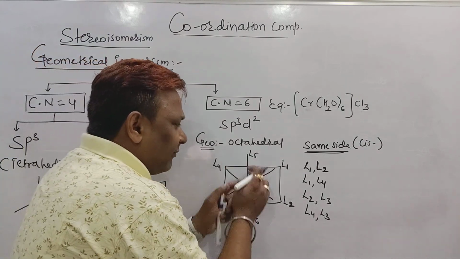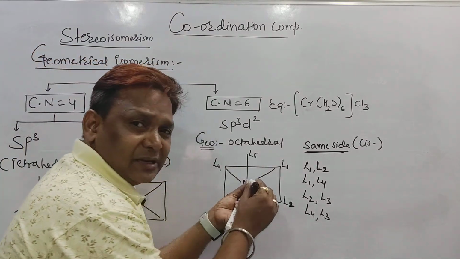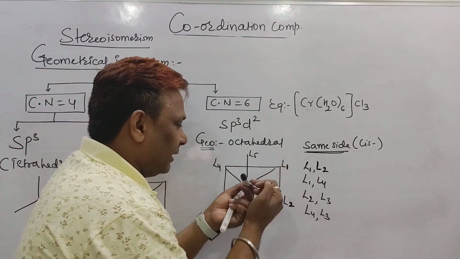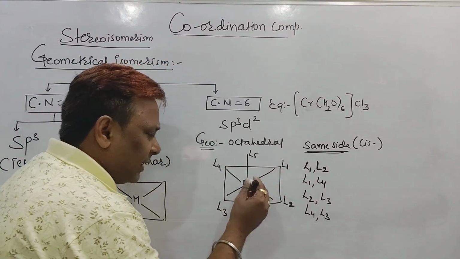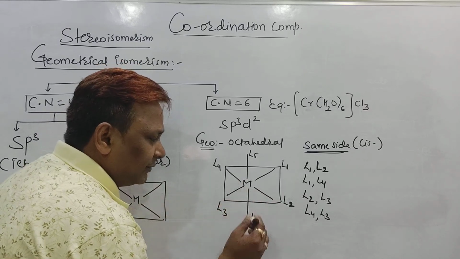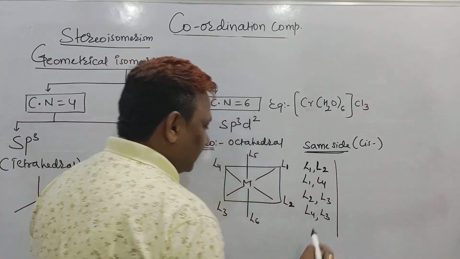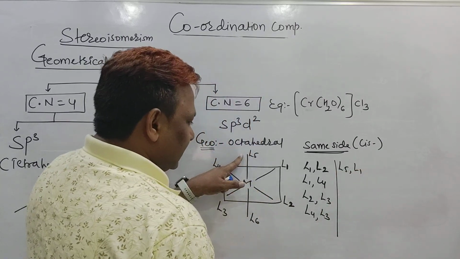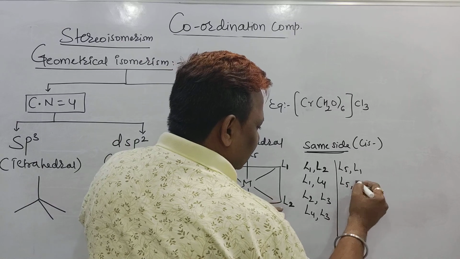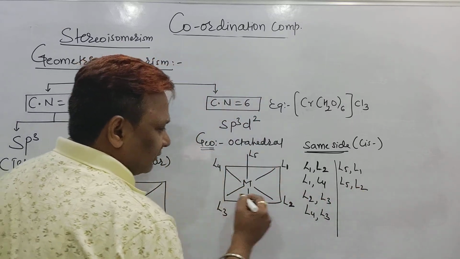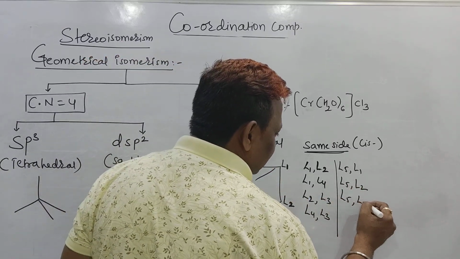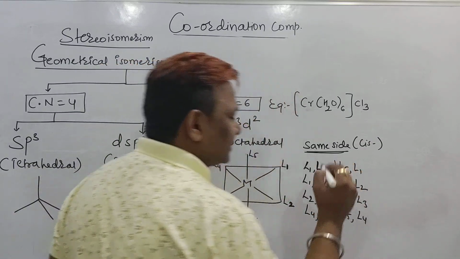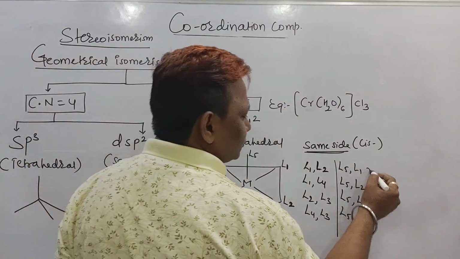Again, this L5, which is above the plane, means it is this way. L5 with L1 cis, L5 with L4 cis, L5 with L3 cis, and L5 with L2 cis. Let me write it here: L5 with L1 cis, L5 with L2 cis, L5 with L3 cis, and L5 with L4 is a cis. They all show what?